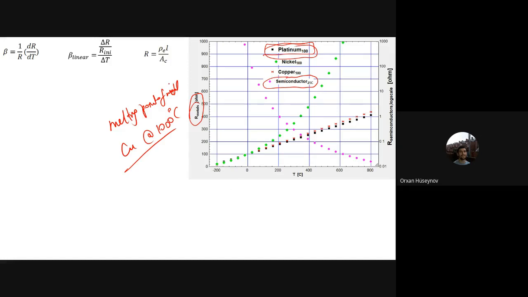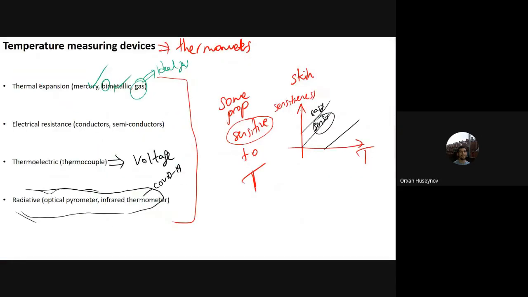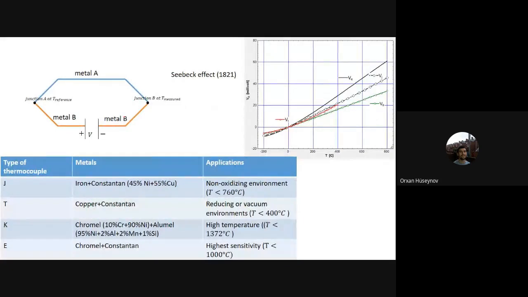Good. Now comes another. So we have talked about this one. Now comes the thermoelectric or the thermocouple. This is the second very famous one. It is used in fluid flow. In industry, we have to use the thermocouple.